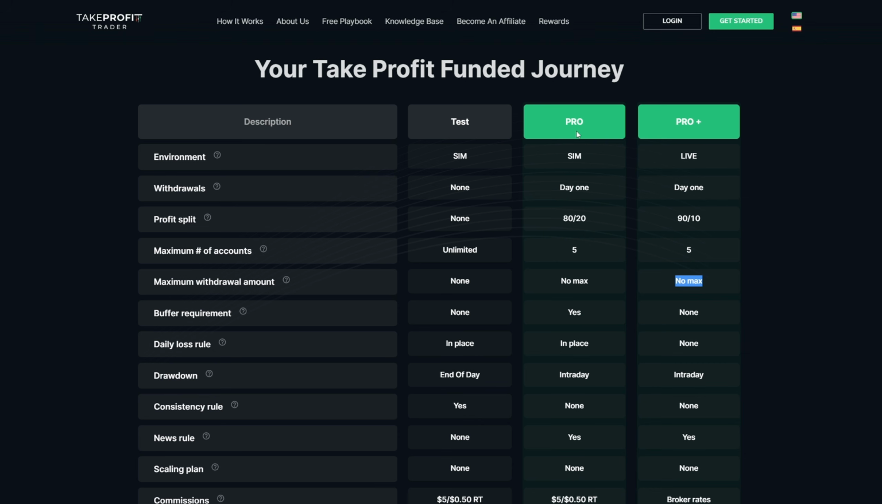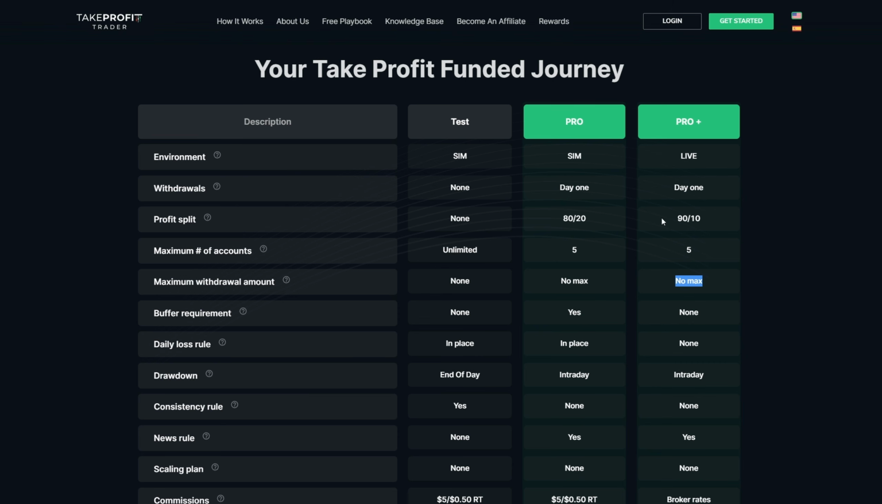Also, if you look at the profit split in the Pro account, it's 80-20, meaning the trader gets to keep 80%. With other firms like with Apex or My Funded Futures or even Top Step, you get to keep 90% of the profits. But if you make it over to the Pro Plus account, you get to keep 90% of that profit split once you've graduated to the Pro Plus account.